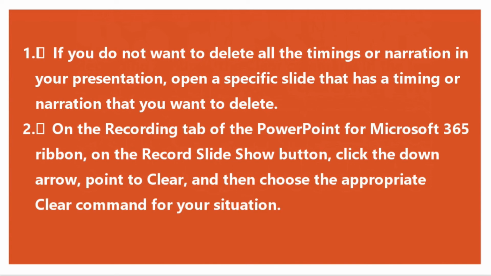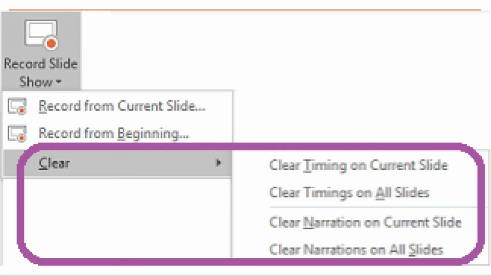If you do not want to delete all the timings or narration in your presentation, open a specific slide that has a timing or narration that you want to delete. On the Recording tab of the PowerPoint for Microsoft 365 ribbon, on the Record Slideshow button, click the down arrow, point to clear, and then choose the appropriate clear command for your situation.